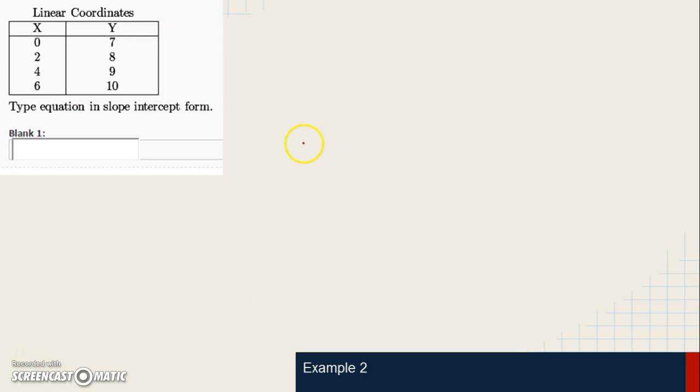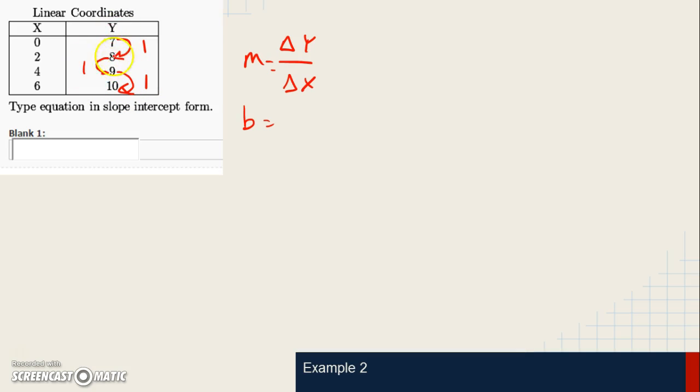Example number 2. So again, we're going to find the slope first, and then we're going to find the y-intercept. So if we're looking at the table of values, I'm going to find the slope, which is the same thing as change in y over the change in x. So I'm going to count to see how much the y values are changing. Looks like 7 to 8 is a net change of 1. From 8 to 9 is a net change of 1. From 9 to 10 is a net change of 1.